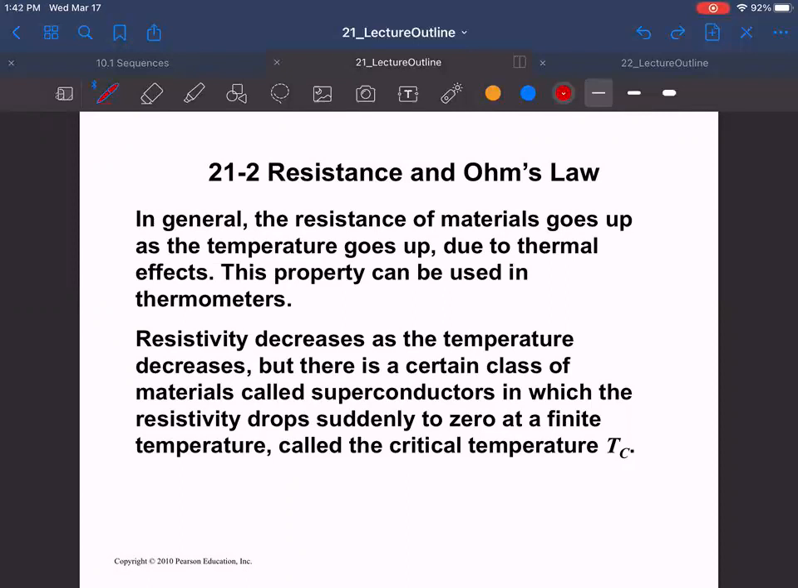You can use these kinds of ideas to help make thermometers. I think y'all were using some of them this week. A little wire that you put down in there, and then it can change that, which changes the voltage, and it can read that and tell you what the temperature is. Resistivity decreases as temperature decreases, but there's a certain class of material called superconductors in which the resistivity drops suddenly to 0 at a finite temperature, called the critical temperature.